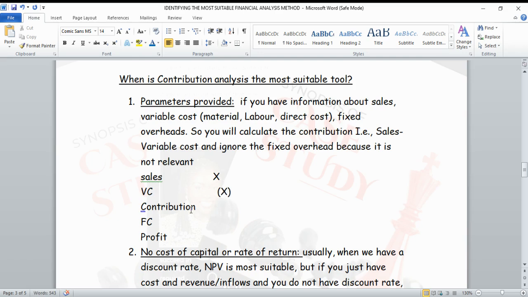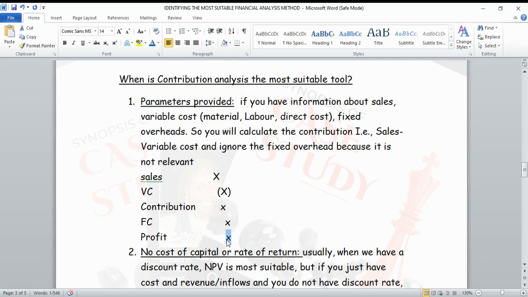Now in this case, if you have a question whereby they're giving you the sales, they're also giving you the variable costs, then you're seeing something like fixed costs, and you're also seeing something like contribution. In fact, that's tending towards contribution, because contribution is basically the sales minus the variable cost. And please, I want to say something here. Contribution is the sales minus the variable cost.